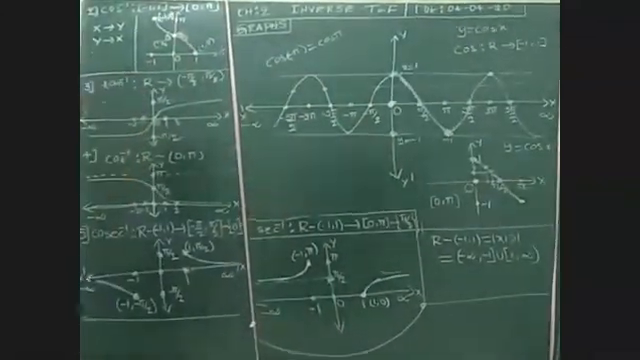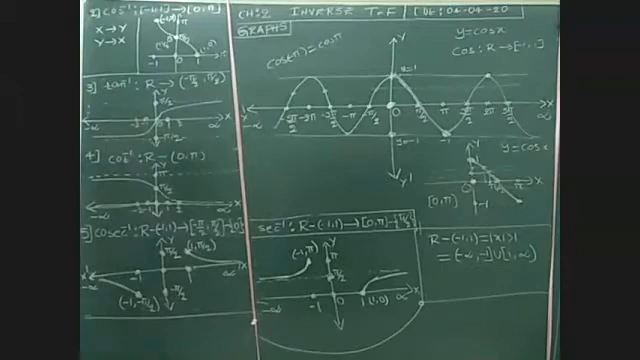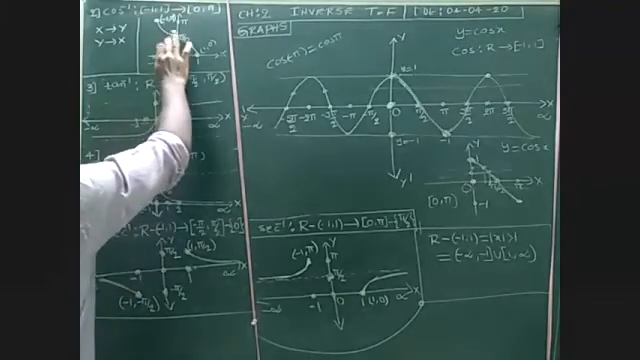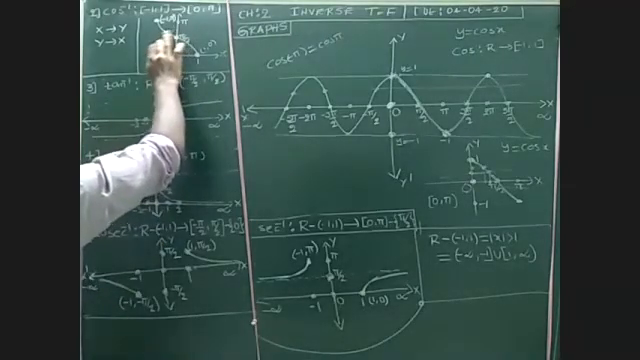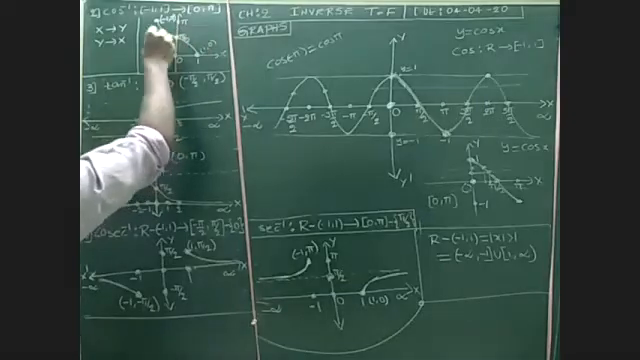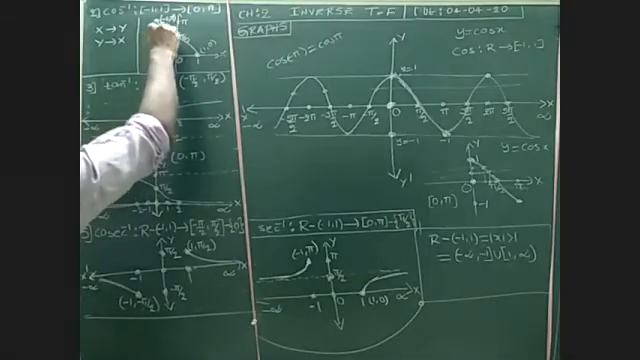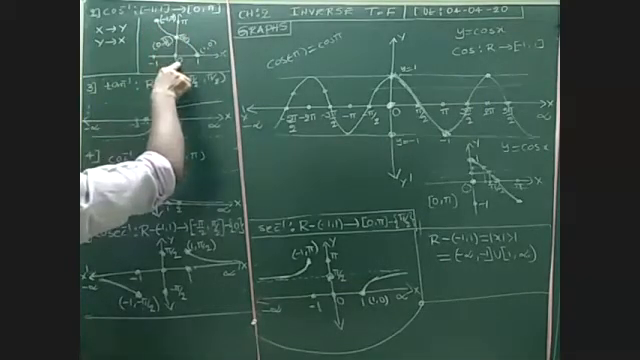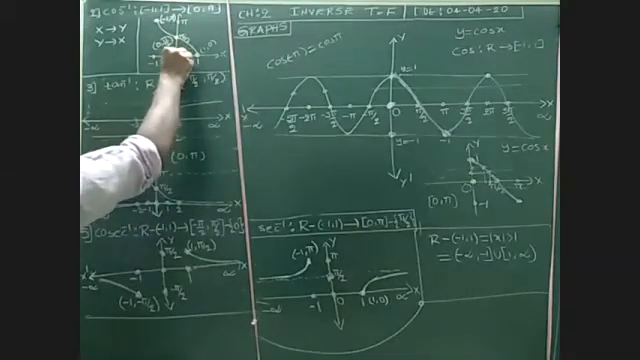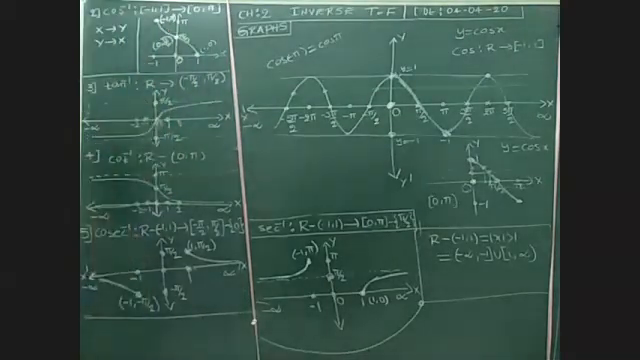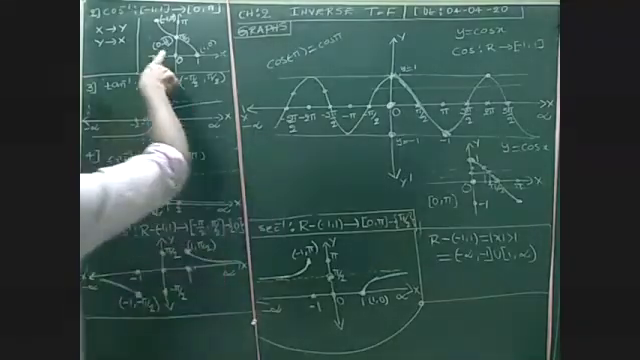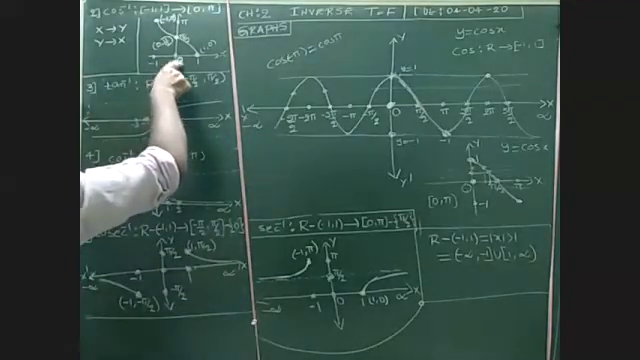In that cos inverse graph, the coordinate will come as 0, π by 2 only. No, sir, you have written π by 2, 0. Yes, obviously right: 0, π by 2. The x value is always first, the y value second. The x value is 0, the y value is π. So on the y-axis, I am taking 0 to π.